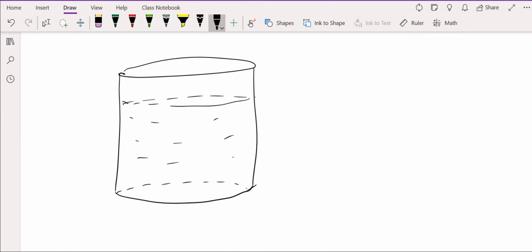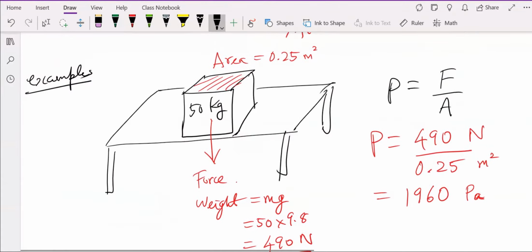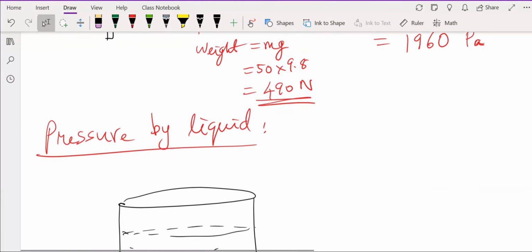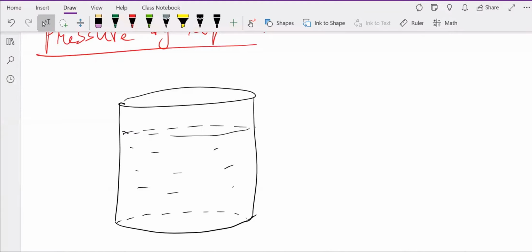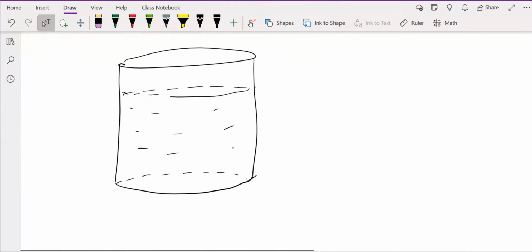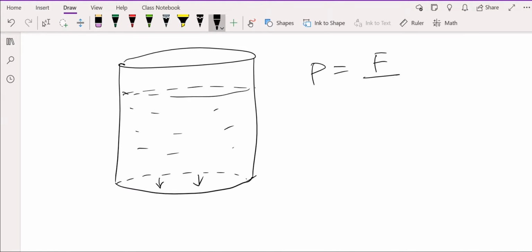Yes. Just like the previous case. If that weight was sitting on the table and pushing the table and creating a pressure, this also will do the same thing. So there will definitely be a pressure offered right here. And what is that pressure equal to? Force over area.